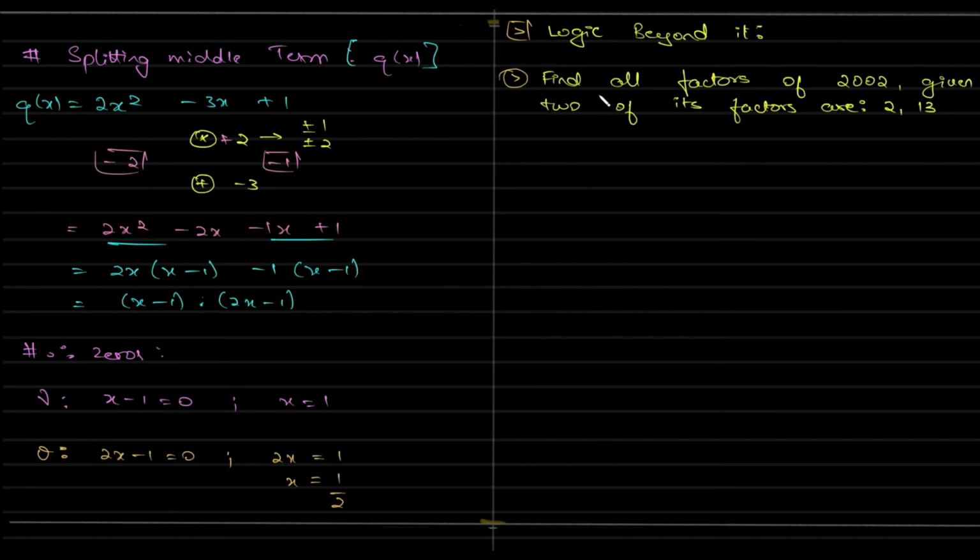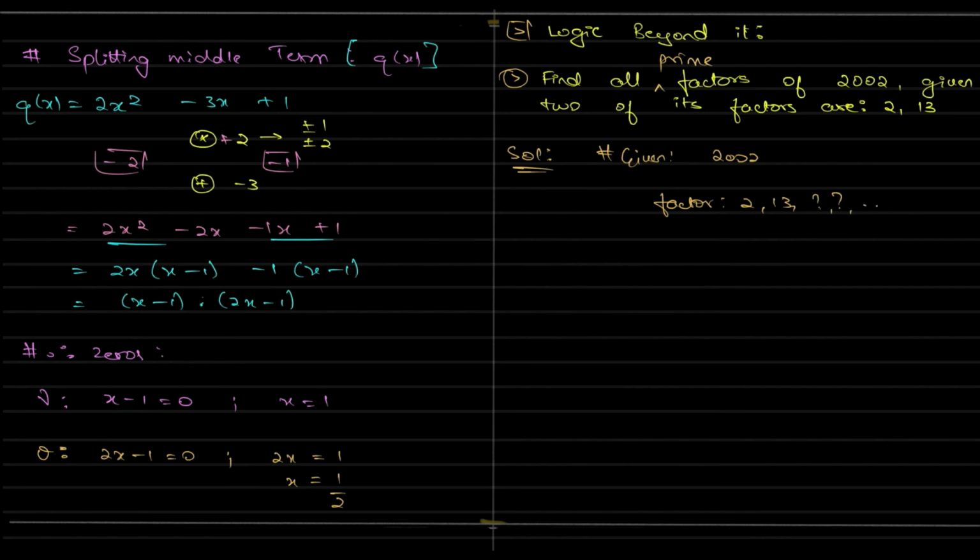So it goes like this. Find all the prime factors of 2002 given two of its factors are 2 and 13. I have the number 2002. Two numbers which can divide 2002 are 2 and 13. So it's given that we have 2002 and the factors are 2 and 13 and a few more. I don't know how many and I don't know what they are.